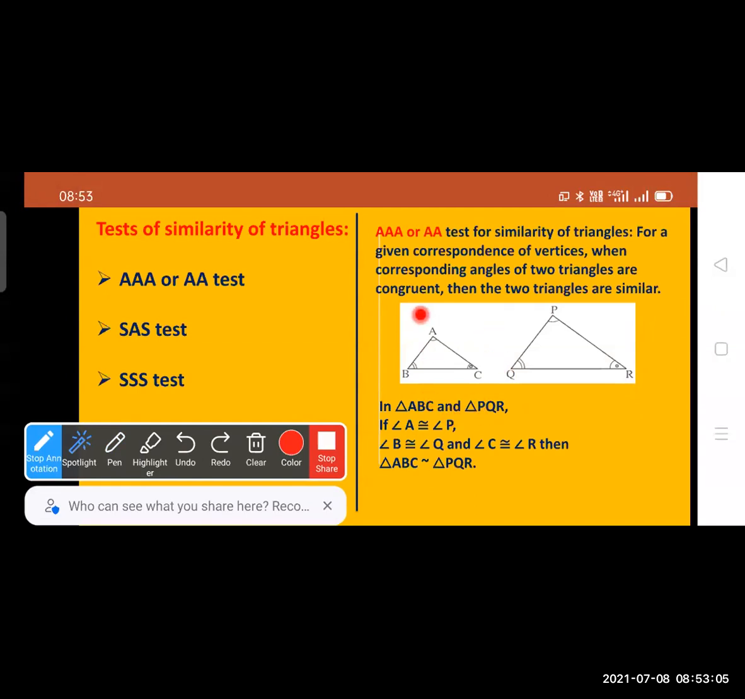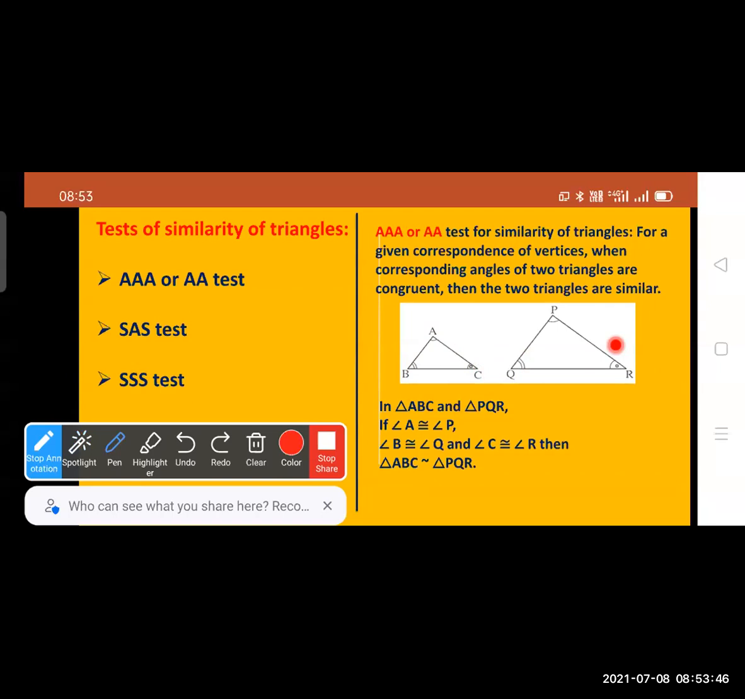In triangles ABC and PQR, angle A is congruent to angle P. This symbol indicates that at vertex A, the angle which is made by the two lines BA and AC, that angle A, is congruent to angle P. At vertex B, AB and BC join and make angle B, that is congruent to angle Q. Similarly, angle C is congruent to angle R. Therefore, we write triangle ABC is similar to triangle PQR.